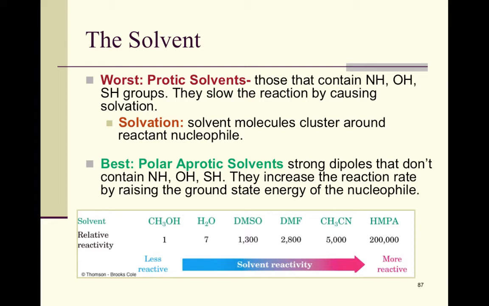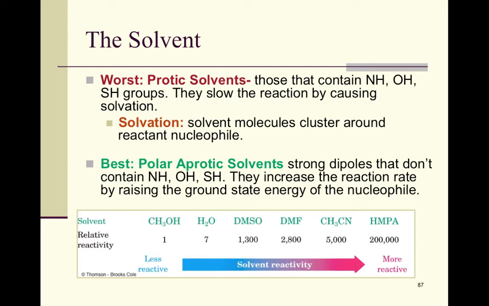Because what they do is they slow down the reaction by causing solvation. Solvation is when the solvent molecules cluster around the reactant nucleophile. So if you can picture what's happening here, if we have a protic solvent, it will surround the nucleophile and basically cause a barrier so it can no longer get towards the reacting carbon. It can't get there. So the best solvents in an SN2 reaction are polar aprotic.